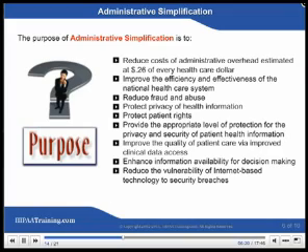Administrative Simplification. The purpose of administrative simplification is to reduce the cost of administrative overhead, estimated at 0.26 of every healthcare dollar, improve the efficiency and effectiveness of the national healthcare system, reduce fraud and abuse, protect privacy of health information, protect patient rights, provide the appropriate level of protection for the privacy and security of patient health information, improve the quality of patient care via improved clinical data access, enhance information availability for decision-making, and reduce the vulnerability of Internet-based technology to security breaches.